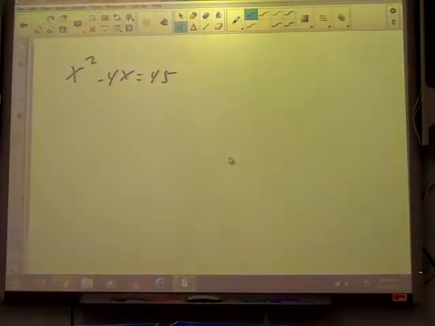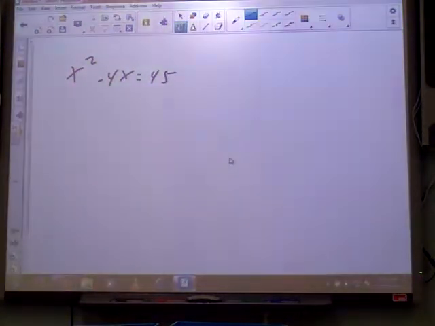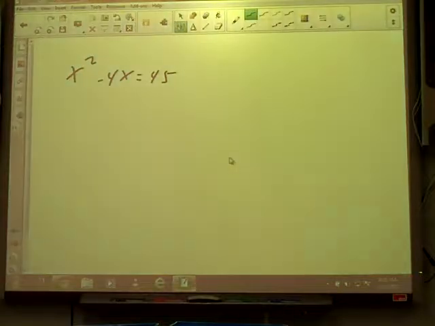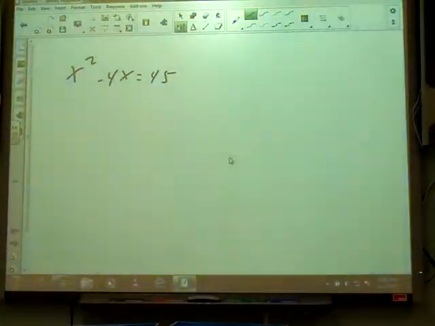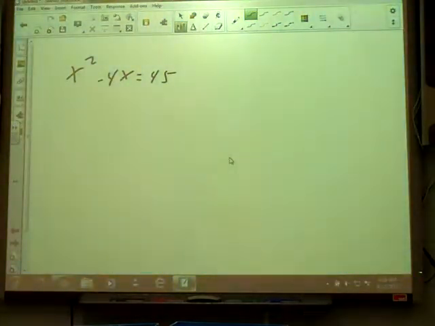Okay, look at this. X squared minus 4x equals 45. The first thing I need you to notice is that this one has a b, 4x, right? Negative 4 is the b. So we can't just solve it algebraically by doing square roots like we have been. So we need to write this in standard form. What would we have to do to get it in standard form?